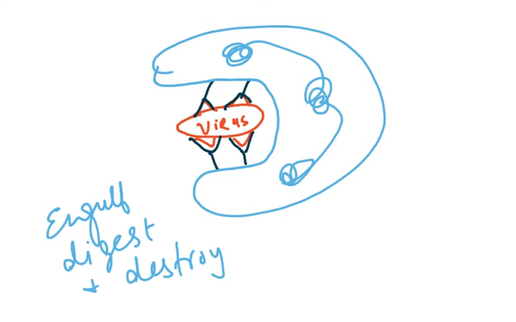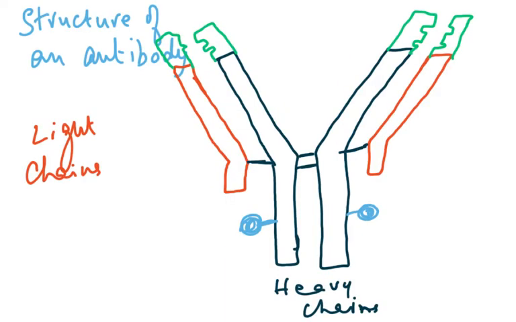Now, the antibodies have marked the pathogen. And now it's going to become easier for the neutrophil. On the cell membrane of the neutrophil, there are surface receptors where these antibodies can get attached. And it becomes easier for the phagocyte or the neutrophil to engulf, digest, and destroy it. Now we study the structure of an antibody. Now an antibody is a glycoprotein.